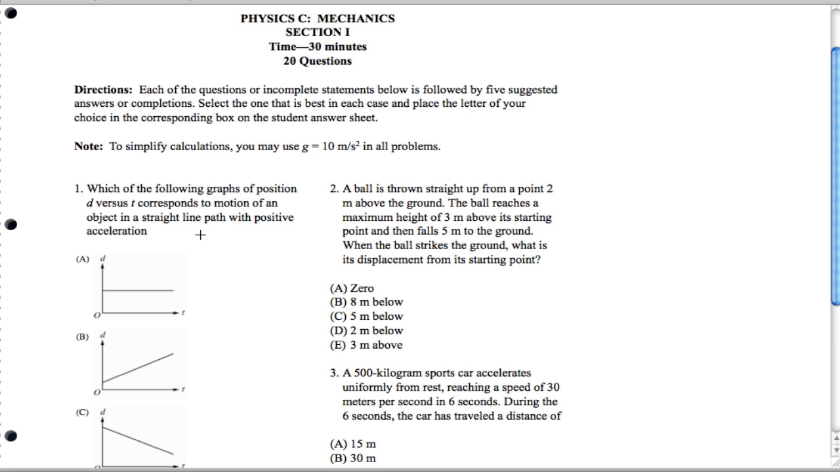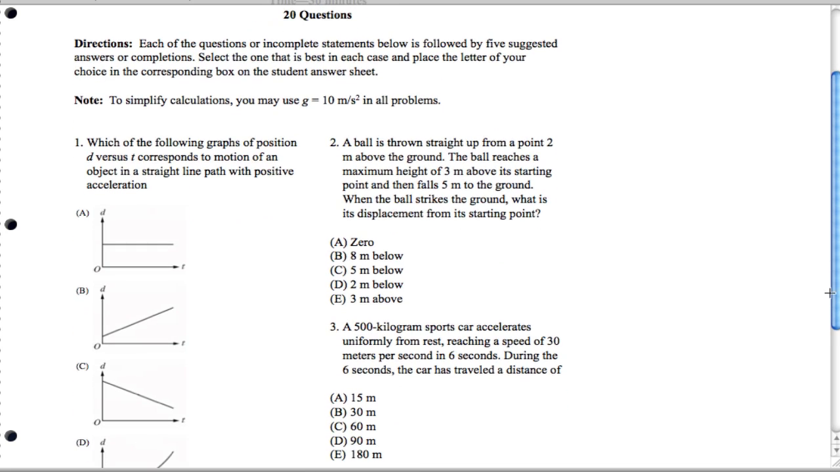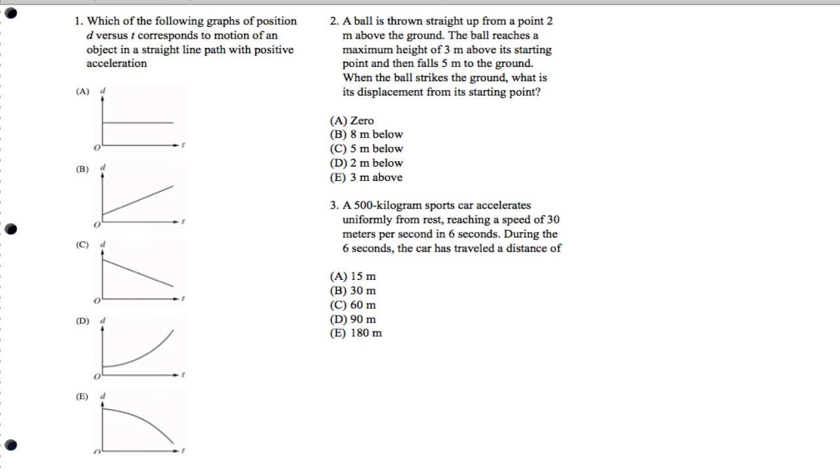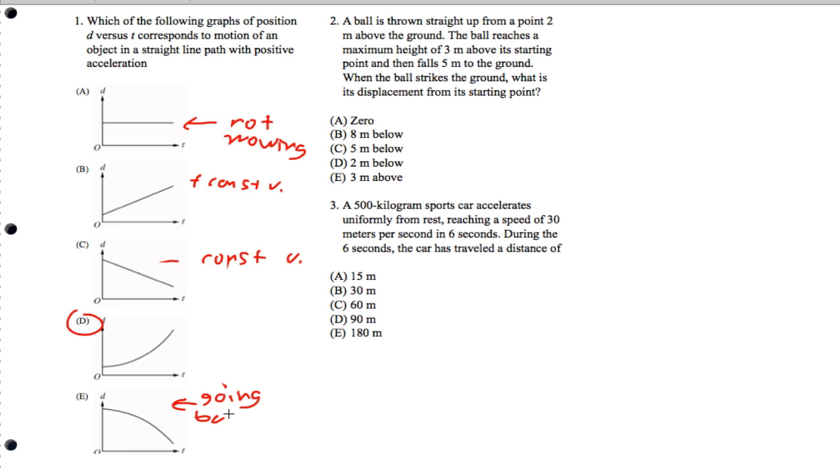So we want to know which graph is distance versus time for positive acceleration. If you actually look at the choices here, I hope it's clear that this is choice D. This is not moving. This is positive constant velocity. This is negative constant velocity. This is actually going backwards and speeding up. So you've got all these choices here.